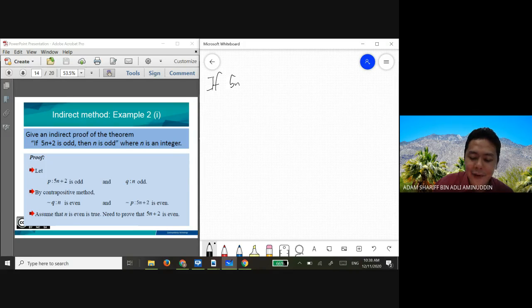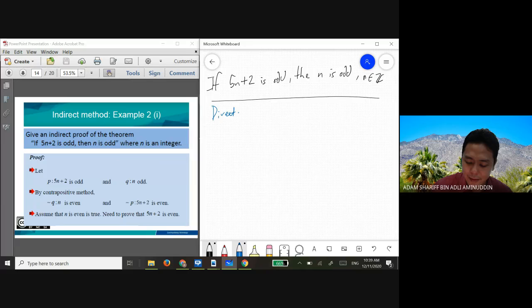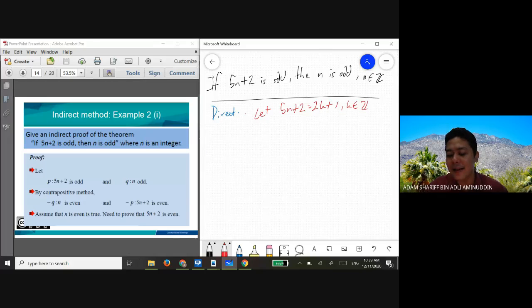Okay, if 5n plus 2 is odd, alamak, then n is odd. It also put here n is an integer. Okay, dia cakap macam tu. Okay, suppose I want to use direct. Salah. Okay, so direct method implies that I assume that 5n plus 2 is 2k plus 1. Then I want to show what is n actually. So n will be (2k minus 1) over 5.